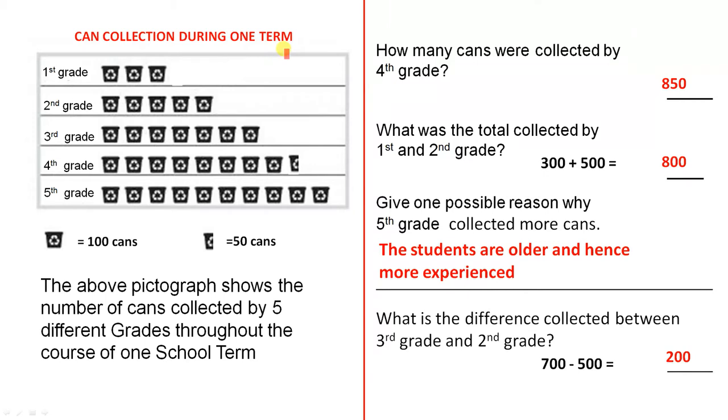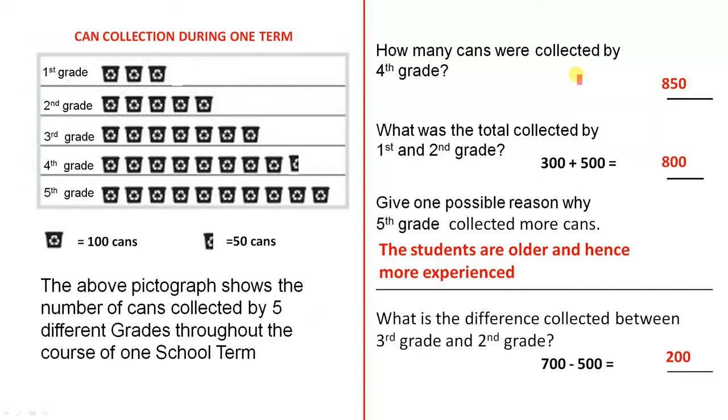Can collection during one term. So here we have 5 grades, and these are the number of cans that were collected by each of the grades. That symbol represents 100 cans, and this one represents 50. So the above pictograph shows the number of cans collected by 5 different grades throughout the course of one term.